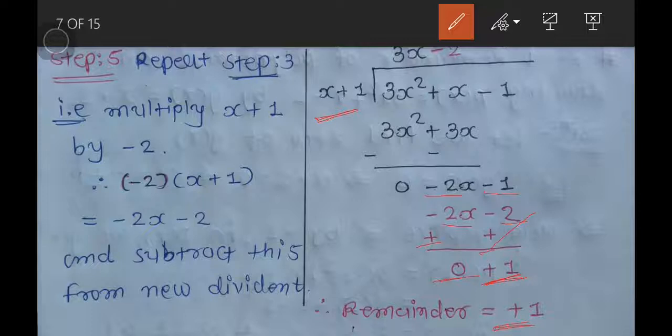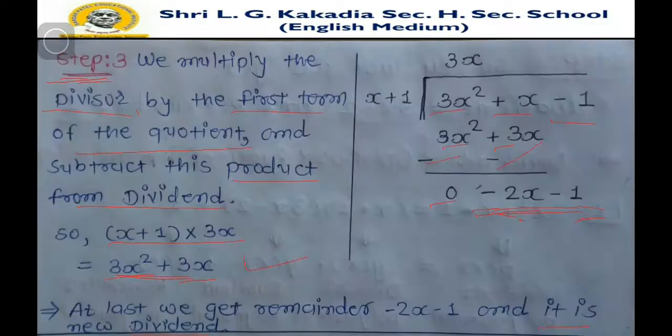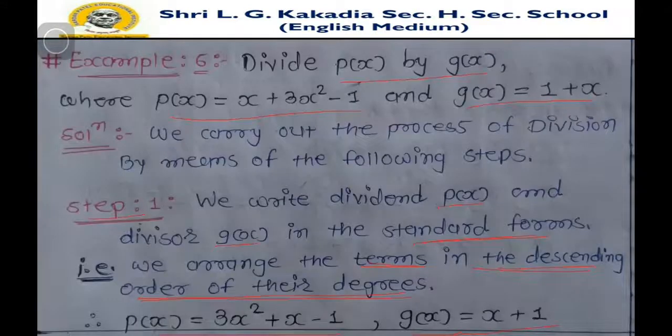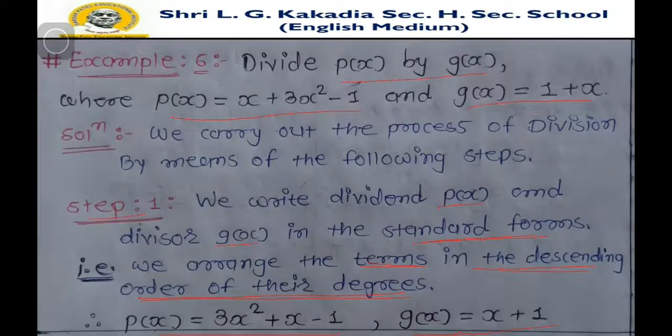So step by step we can divide a polynomial by a polynomial. Let me repeat our process, how can we divide. In step 1, we write the dividend p of x and divisor g of x in standard form, that is, we arrange the terms in the descending order of their degrees.